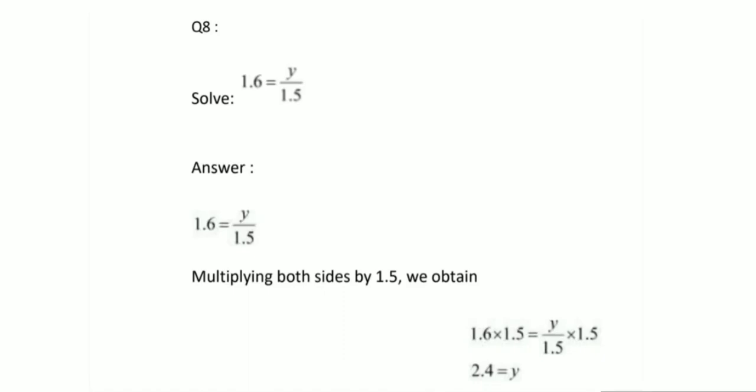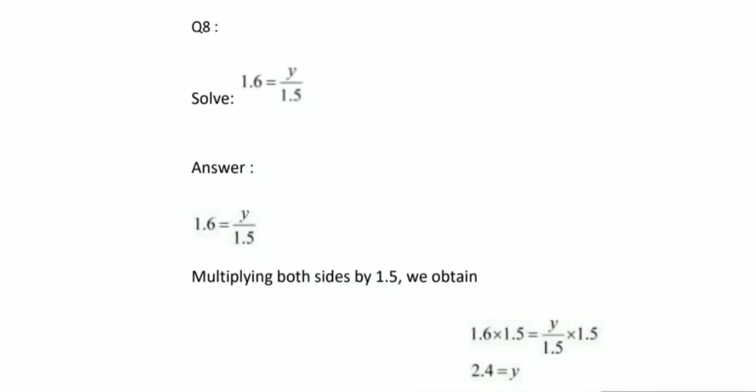The question is 1.6 is equal to y upon 1.5. So here, to find the value of y, we will multiply both sides by 1.5, okay, and we obtain 1.6 into 1.5 is equal to y upon 1.5 into 1.5, okay. So on the left hand side after multiplication it will come 2.4, and on the right hand side 1.5 and 1.5 will cancel. So here what is left? y. So the answer is y is equal to 2.4.